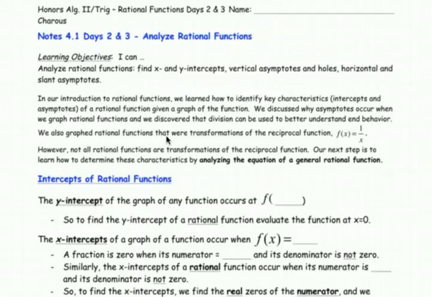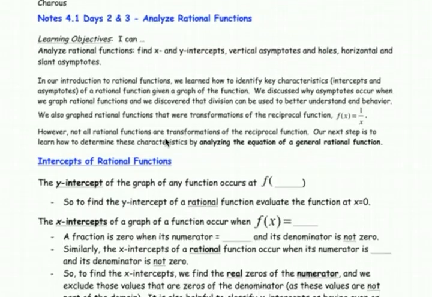In today's lesson, we're going to be focusing on how to analyze a rational function, and our goal is going to be to determine x and y-intercepts, vertical asymptotes and holes, and horizontal and slant asymptotes. So let's get started. In this video, we're really just going to focus on x and y-intercepts and vertical asymptotes and a little bit about holes.